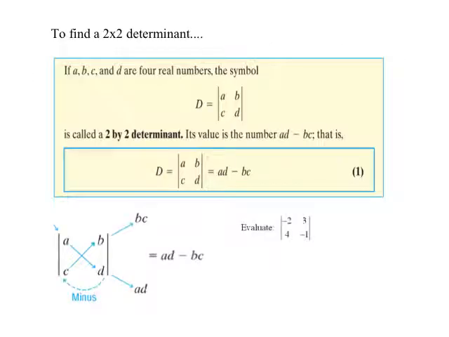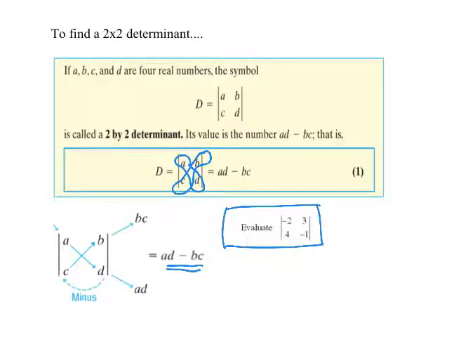All right, these are just the notes of what we talked about already, where we're looking at the two diagonals, the down diagonal, subtracting the up diagonal, and getting our determinant value. So go ahead and find the determinant for this example right here. Pause the video, and then we'll check your work.